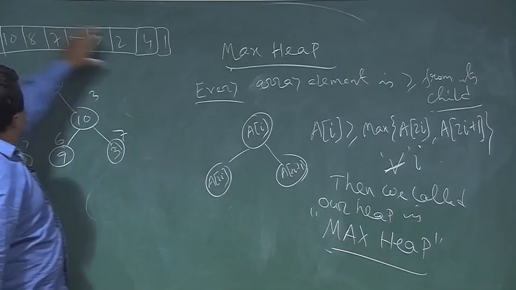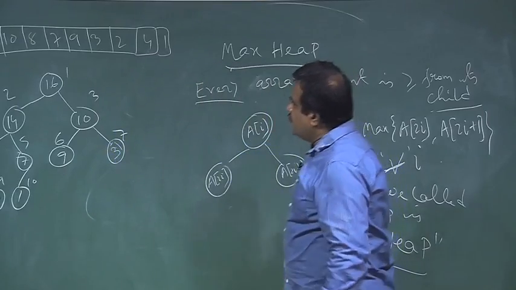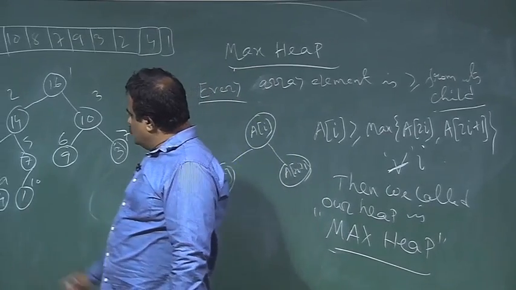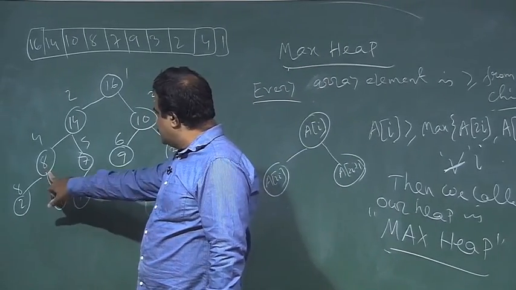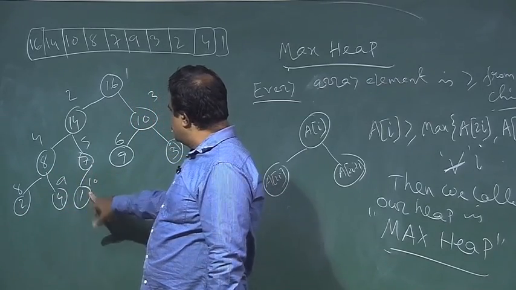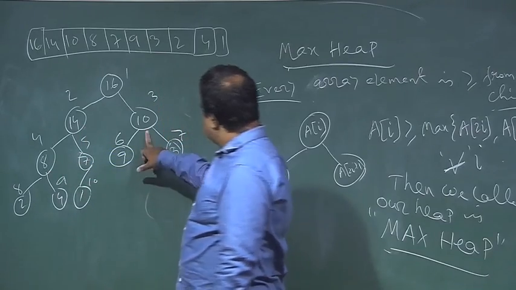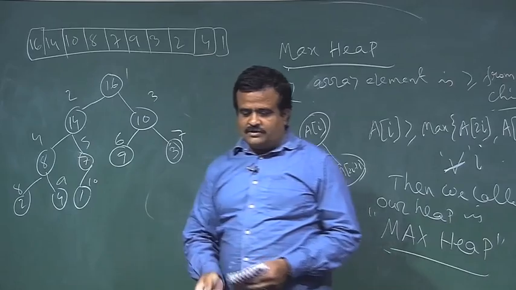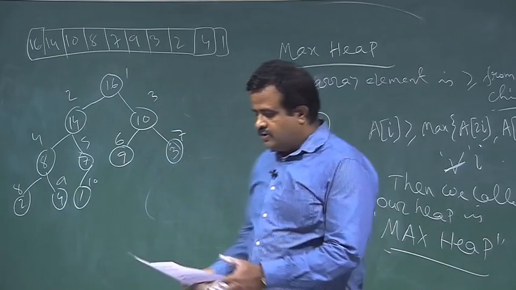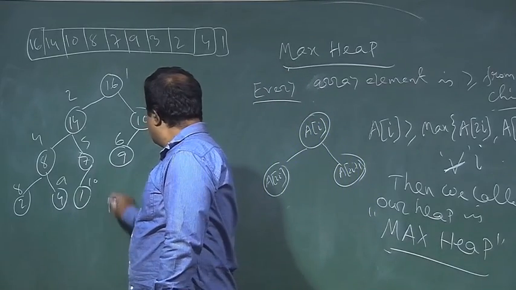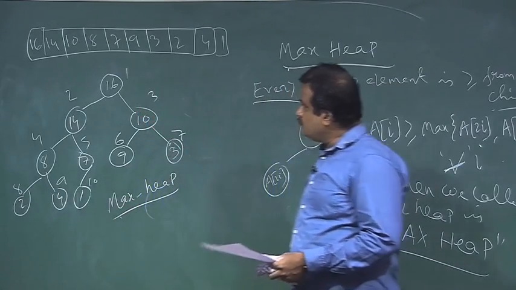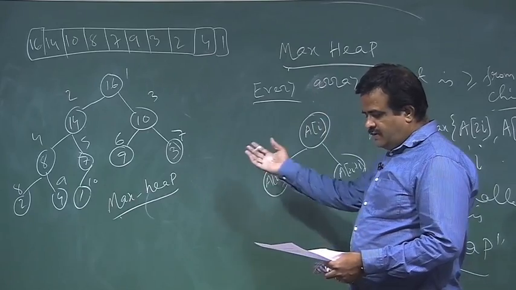So, for a max heap this property should hold: every element should be greater than its child. Is this a max heap array? We can verify that. We have to check every element whether it is greater than its child. This one has no child. This element is greater than its child, this is also greater than its child, and this is also greater than its child. So, this is a max heap array.